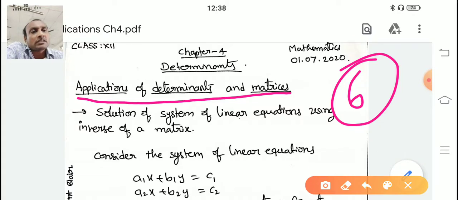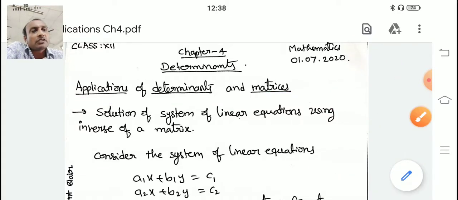In matrices you learnt elementary row transformations questions, finding the inverse of the matrix using elementary row transformations, like that, right. So, that question or this applications question may be coming for 6 marks. So, be alert, and it is easy to score also. In the determinants, this question is very easy to score. Please try to understand what I am explaining now, right.